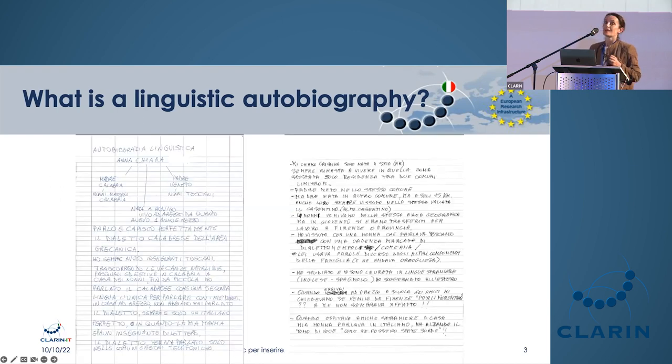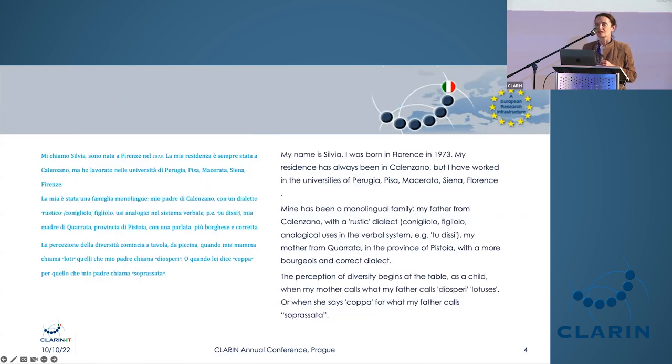And here is how it looks when they are collected, because typically linguistic autobiographies are collected in educational settings, in the classroom. So they are provided on pieces of paper and they look like that. And to give you an idea about the content and not only the form, here is an example. On the left, you see the original text in Italian. On the right is the start of such an autobiography. It says, my name is Silvia, I was born in Florence, and so on and so forth.